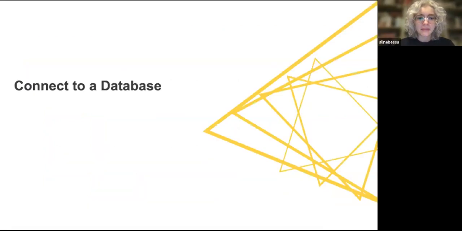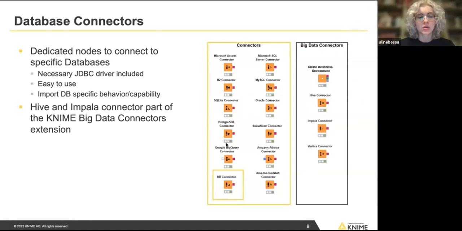Now let's talk a bit more about database connection. So we have dedicated nodes to connect to specific databases. The JDBC drivers are included. Here are a few examples of the connectors we have. So Google BigQuery, Snowflake, Oracle, MySQL, you know, and if you want it to be more generic, you can use the DB connector node, and then you have to supply this node with a little bit of information on the JDBC driver.